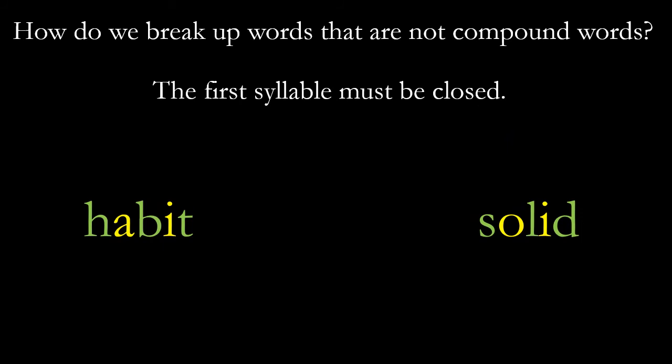Then what do we do if we only have one consonant in between two vowels, like habit and solid? You can see habit only has a B there. And remember what we said, the first syllable must be closed. Well, we're going to break it right here. So the A is blocked off. It's going to stay short. And we have hab-it. Okay, it's not "hay-bit," it's habit. And then on the other side with solid, the L is going to be where the first syllable ends. Okay, sol-id. If we didn't do that, it would be "so-lid."